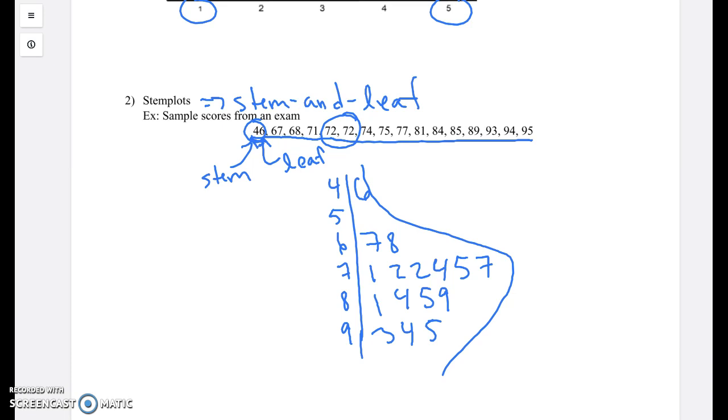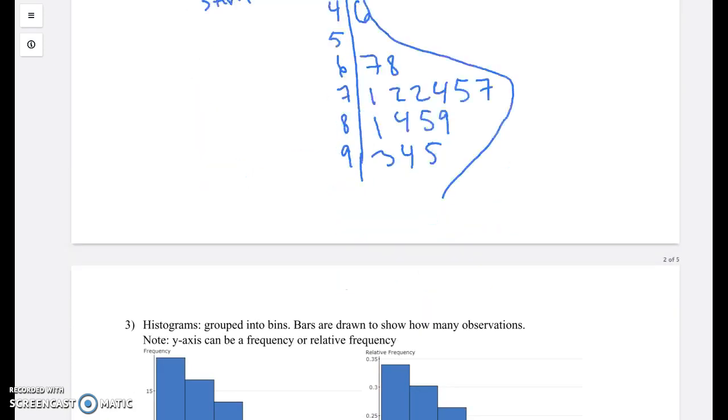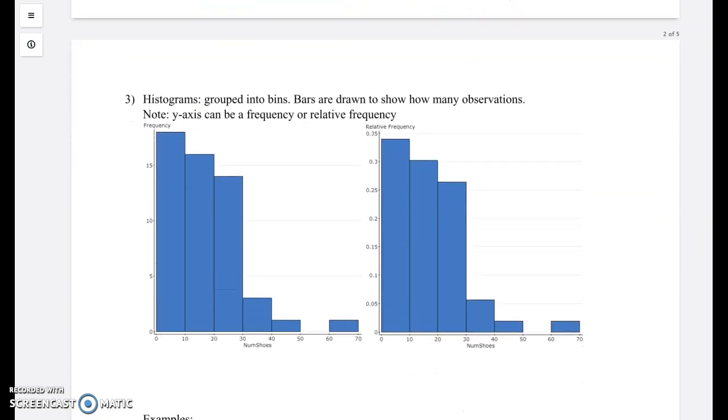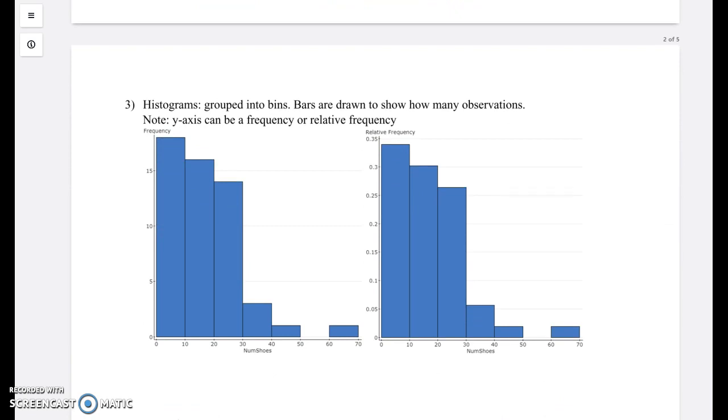Okay, and that brings us to our last type of plot. I think it turned red, but whatever. Our last type of plot is what we call a histogram. A histogram is basically just data grouped into bins. So if you have a set of data, all it's doing is grouping them into bins. For example, what I have here is the number of shoes that students have, males and females.